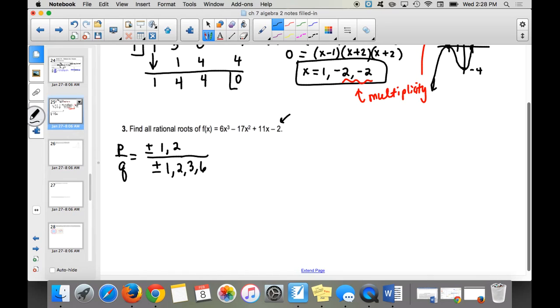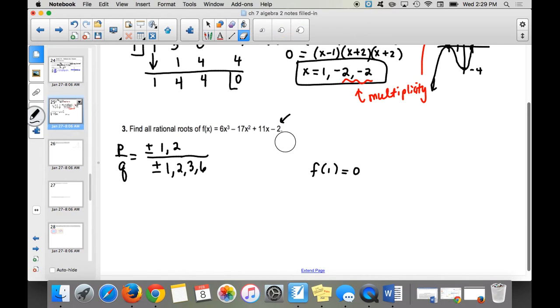If you're trying to really quickly test one, a good one to test in your head is 1. Because if you can plug in 1 into the function and get 0 out, that also means it's an x-intercept. So can you guys easily do that in your head? Some of you guys can. Like some of you guys are going to be like, oh, I have 6 minus 17 plus 11 minus 2. Would that work? No, it doesn't make 0, because you get negative 11 plus 11 is 0, and then minus 2, it's negative 2. It doesn't work.